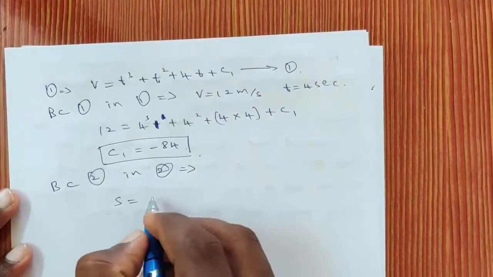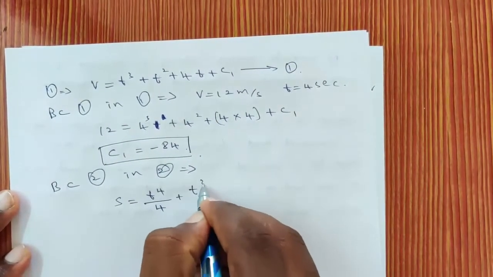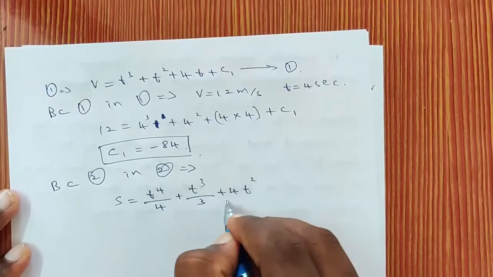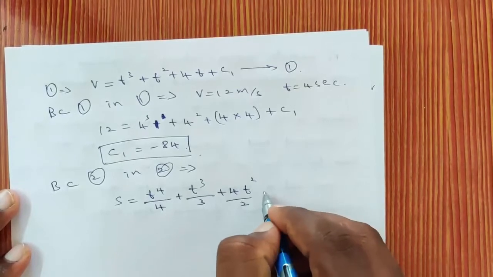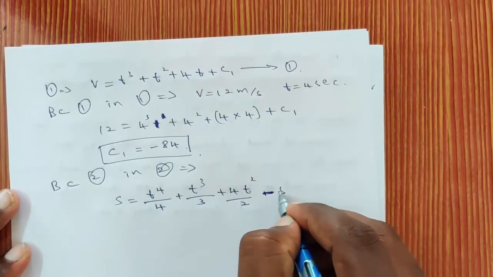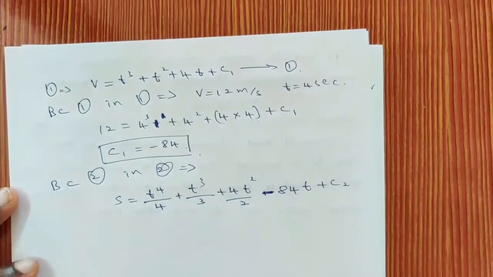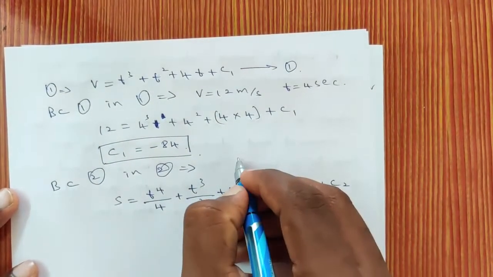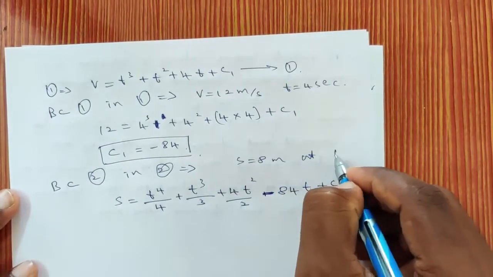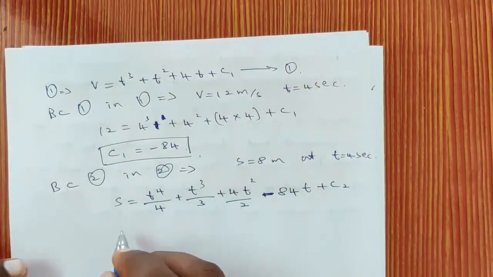S is equal to t power 4 by 4 plus t cube by 3 plus 4 t square by 2 minus 84t plus C2, where we substitute the value of C1 we have already calculated. So in this equation, now we can substitute S is equal to 8 meter at t is equal to 4 second. So S is 8 meter.